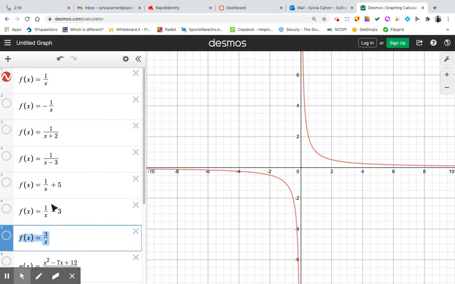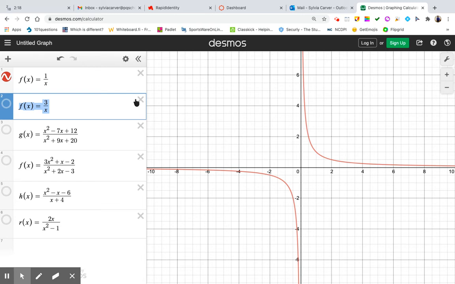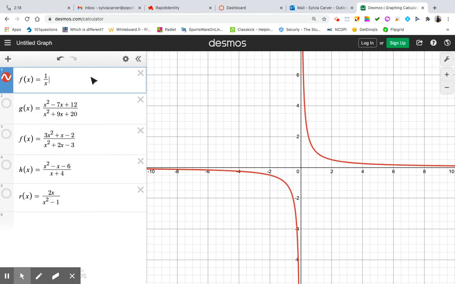So you're more than welcome to keep your parent function in there as you're working, so that you can see your transformations if you're not quite to the point where you're picking up on the pattern. So anyway, this is our basic parent function. This is what a rational function looks like.